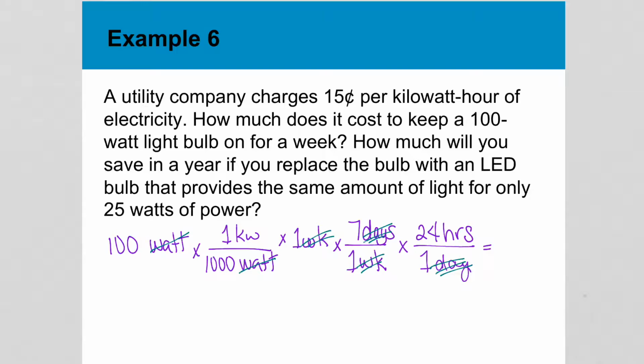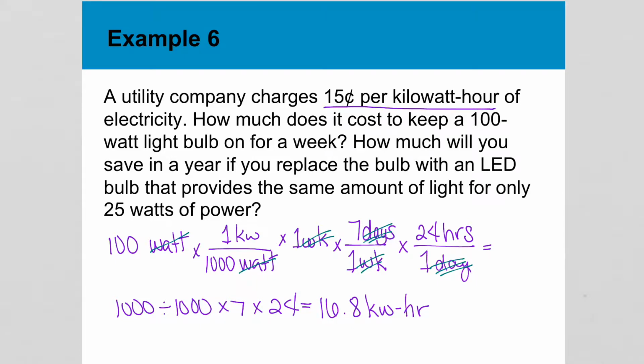So you'll take 100 divided by 1,000 times 7 times 24 and get 16.8 kilowatt hours. Okay, so we've changed 100 watts into kilowatt hours because we needed to be in kilowatt hours because it said 15 cents per kilowatt hour, right?